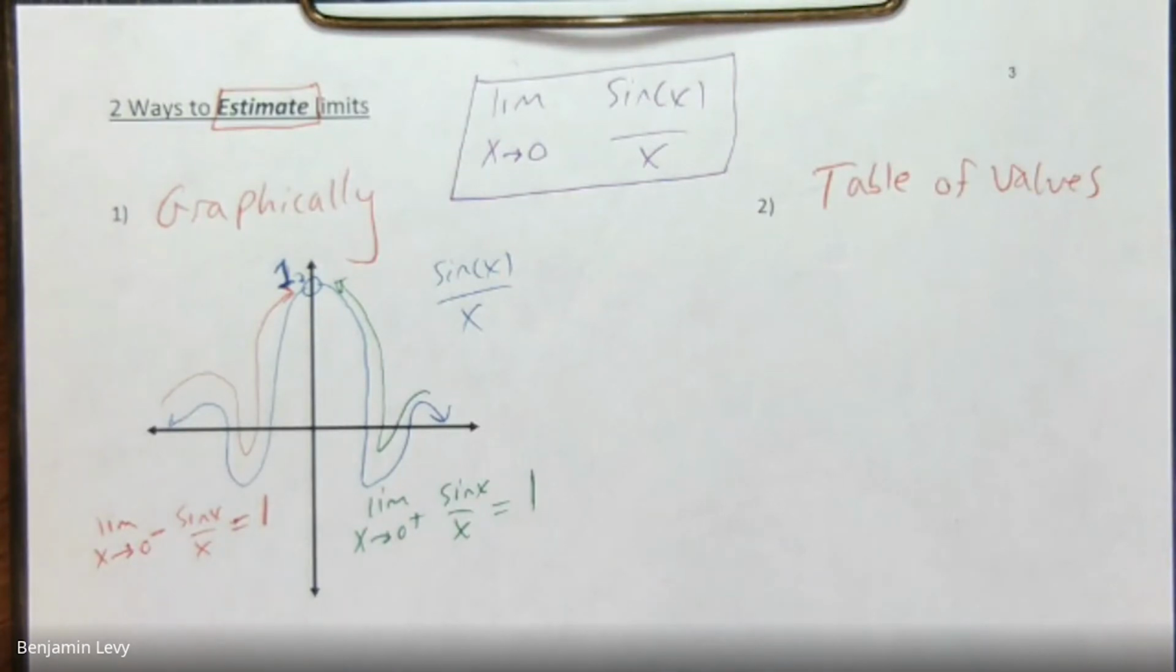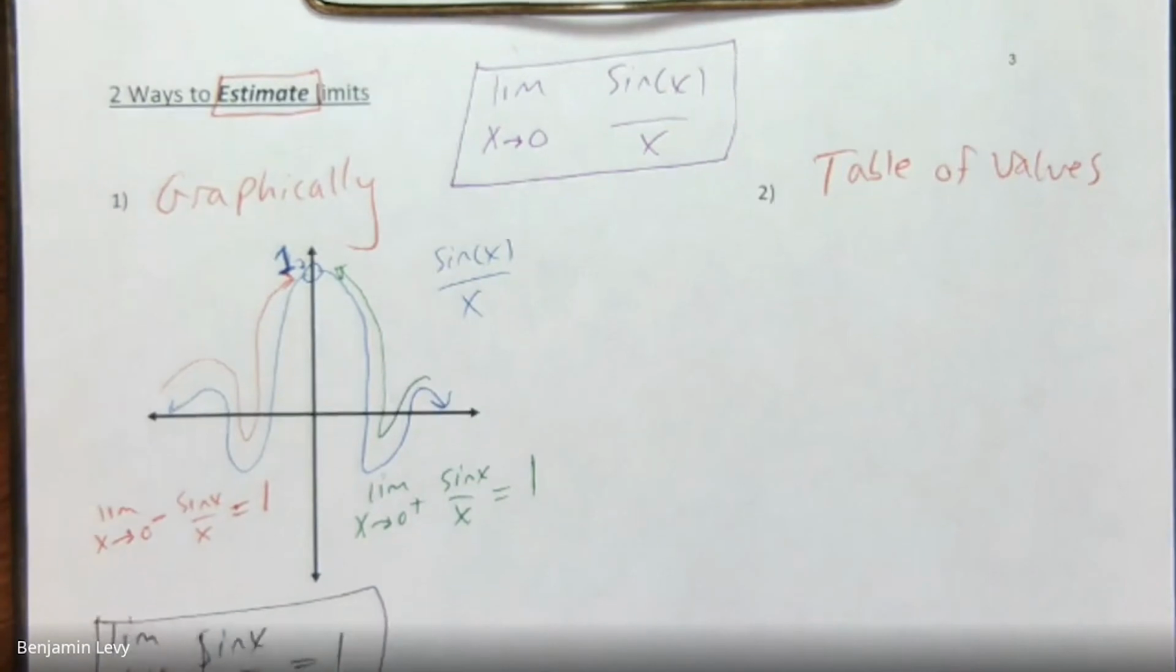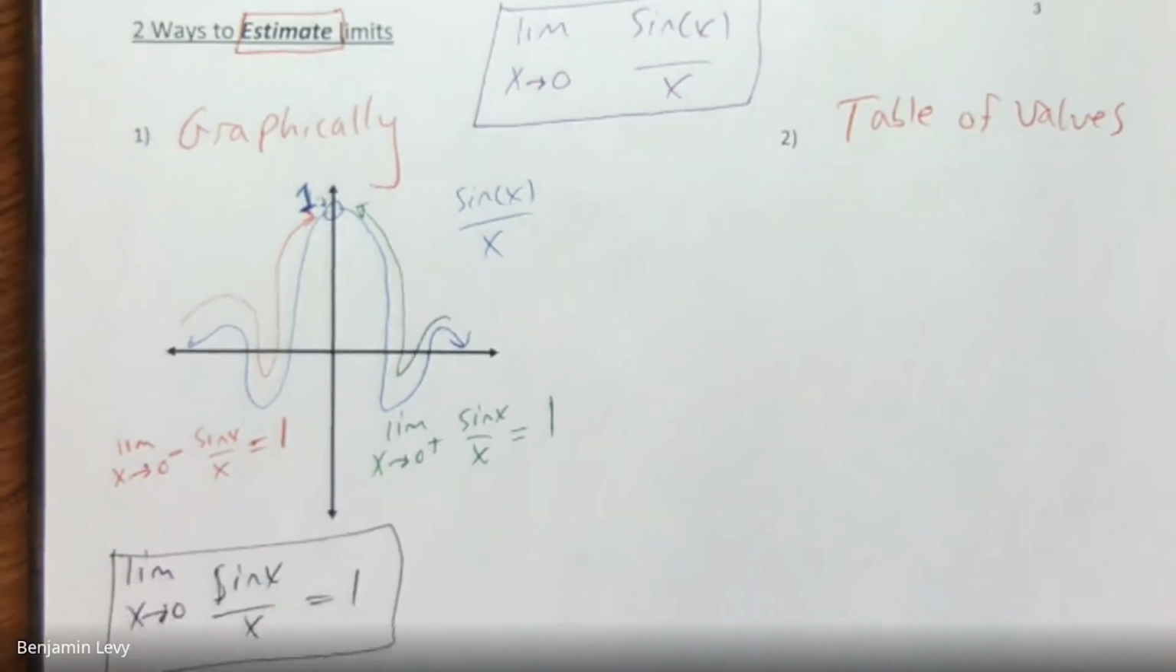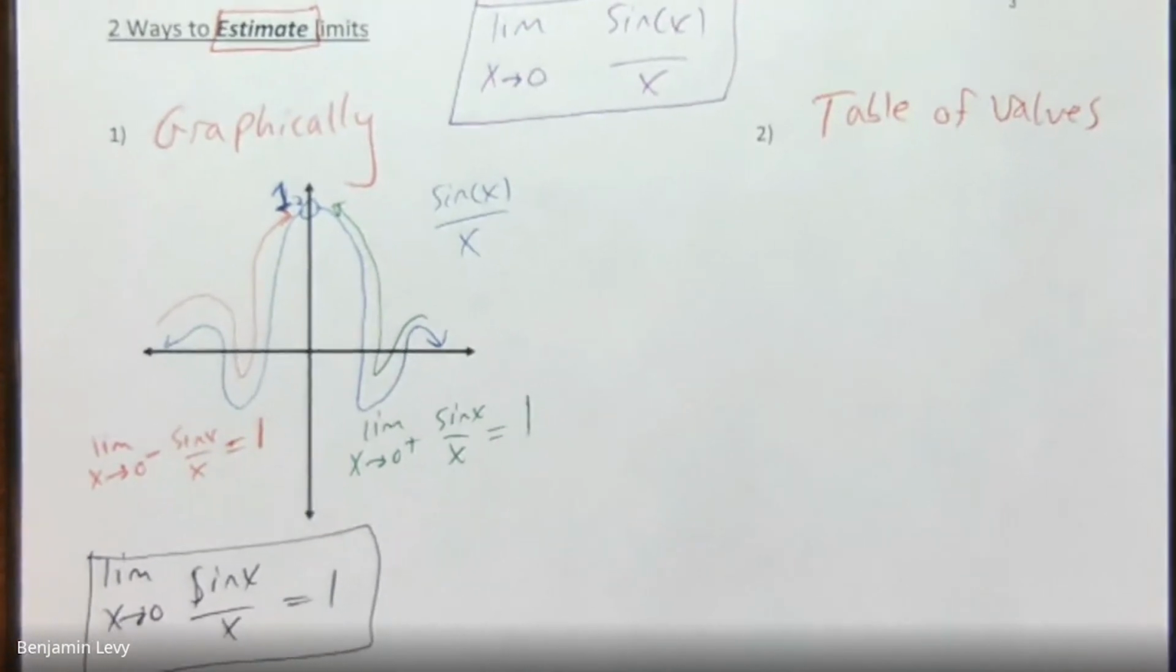But anyway, based on this picture, what we can conclude is that the limit as x approaches 0 of this function is 1. It's an estimate because we're just looking at a picture. We're not doing something really carefully. But it looks like that's going to happen.